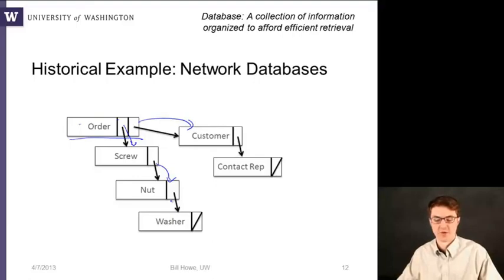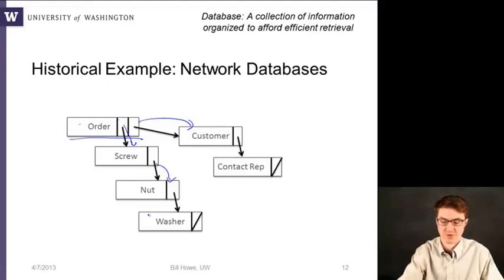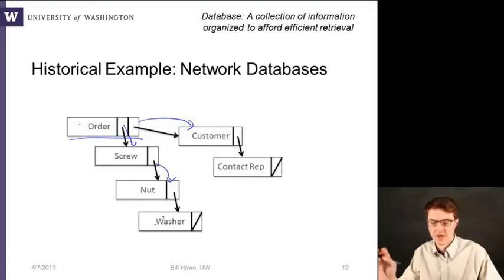Okay. What kind of queries are not supported efficiently is, I want to find all the orders that involve a particular part, all the orders that involve this washer. Well, now I have to scan every order to look for them. Okay. There are some ways around that by putting back pointers and so on.